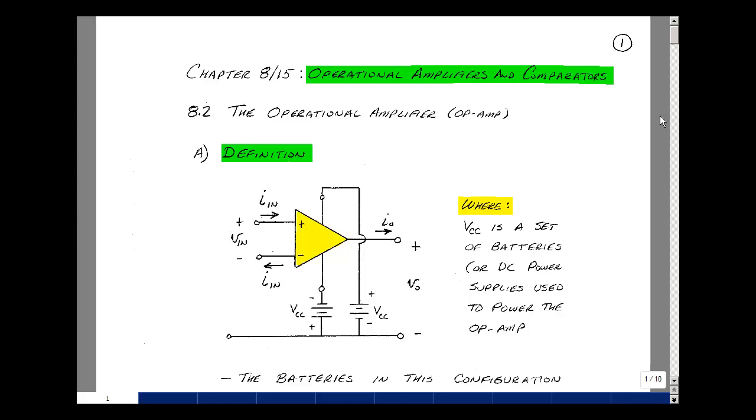This lesson deals with the operational amplifier and an application called the inverting amplifier. You can find these notes in the course ebook in Chapter 8, starting on page 1. The operational amplifier, or op-amp for short, is a 6-terminal device.